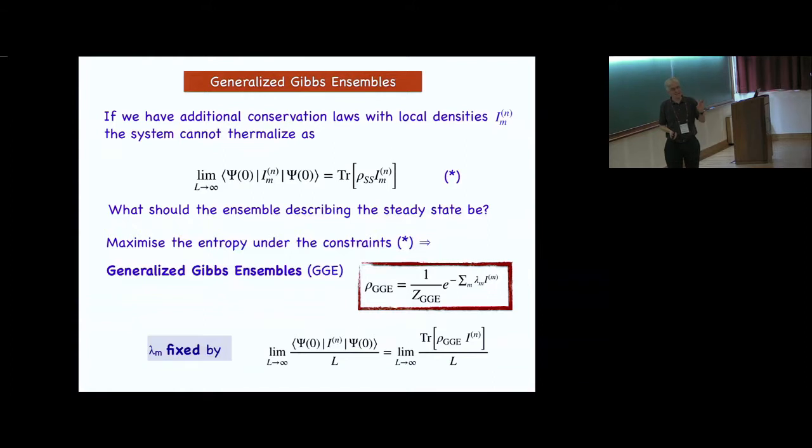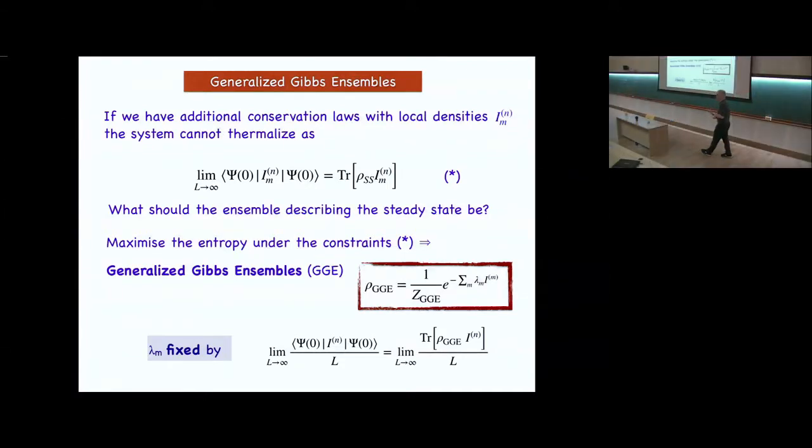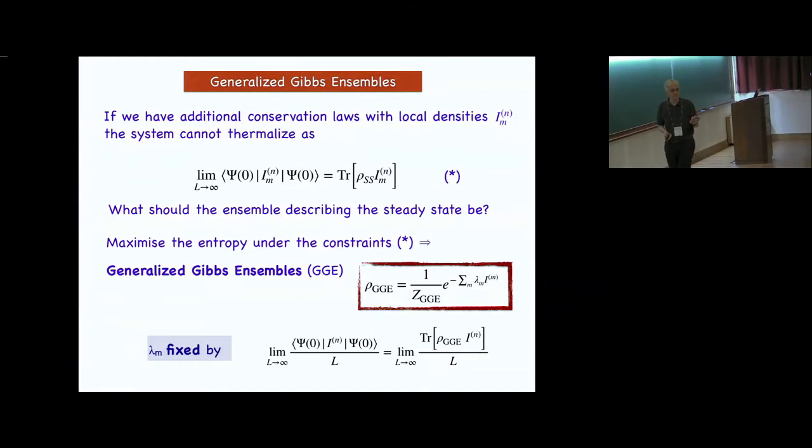So that immediately tells you the system cannot possibly thermalize, because thermalization means the only information that is retained about the initial state is energy. So we cannot thermalize. So what happens instead?